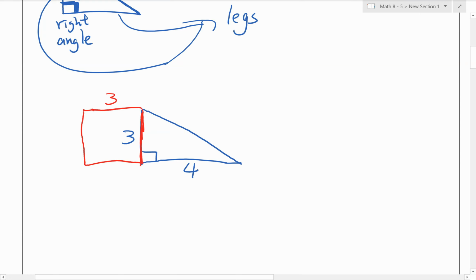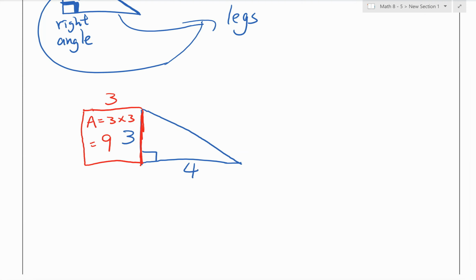So what would the area of this square be? Well, the area of a square is the length times the width, which in this case is just 3 times 3, because they are the same thing. So this is 9. This is a perfect square because it's 3 times 3.